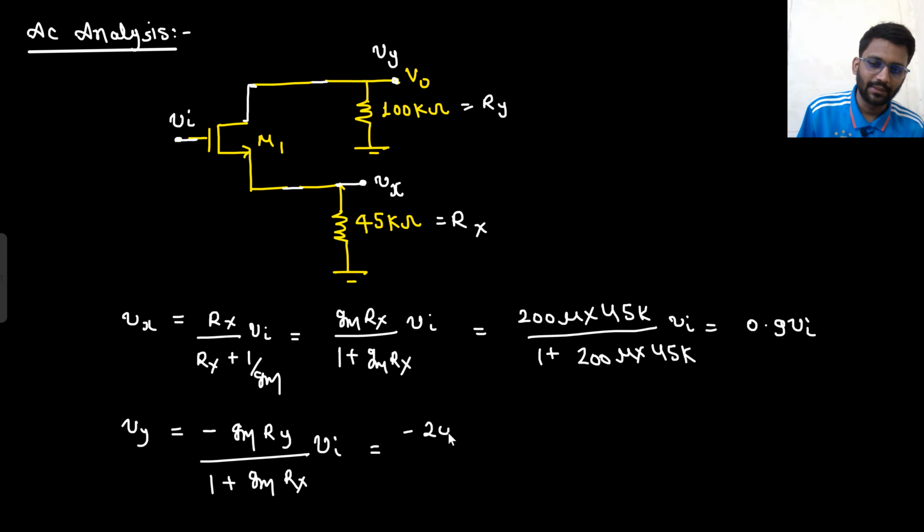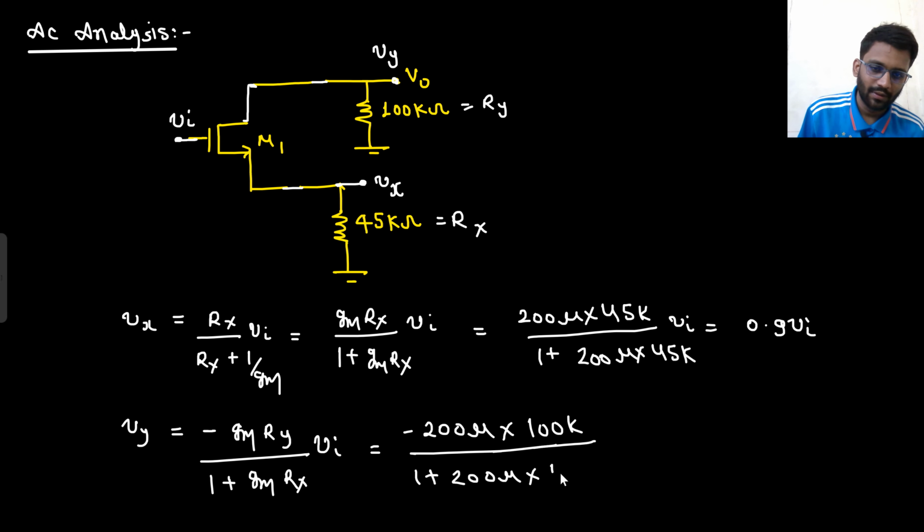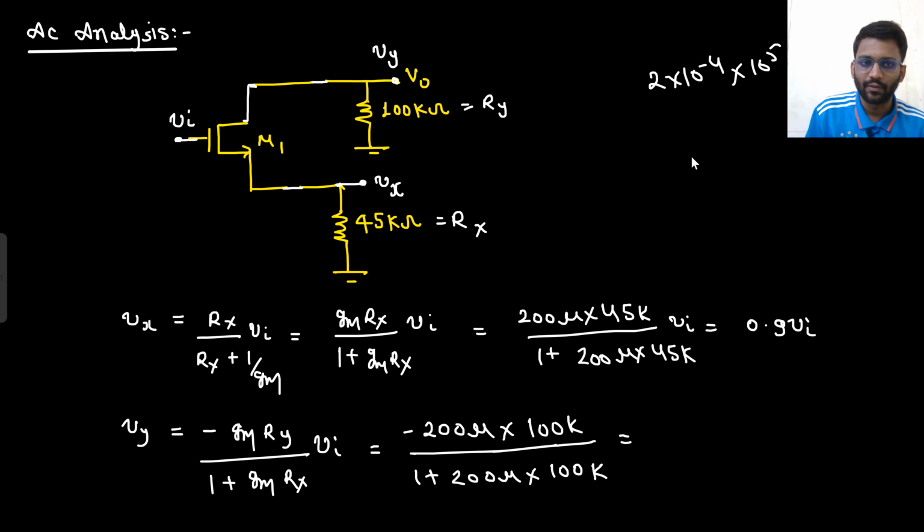What about this? Minus Gm, 200 micro, into Ry, 100 kilo, upon 1 plus 200 micro into 100 kilo. 10 to the power 5, and this would be 20 into 10 to the power 5. So on the upward direction, what do you see? 2 into 10 to the power minus 4 into 10 to the power 5. That would be minus 0.2. No, sorry, 20. It would be 20, right? 2 into 10 to the power 4 into 10 to the power 5. So 20, and Vin is certainly there. Minus 20 by 21.